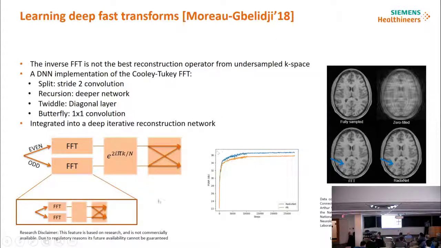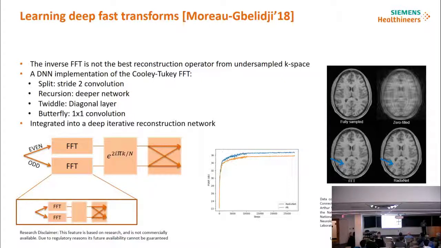But on top of that, we're trying to learn an FFT as well. So we also unfolded the FFT itself. So we took a Cooley-Tukey FFT, and we replaced basically all the filters that are in the Cooley-Tukey FFT with trainable parameters. Why do we want to do that? First, because when you're undersampled, there's nothing that tells you that the adjoint FFT is actually an optimal reconstruction operator. So you can learn to do better than that.